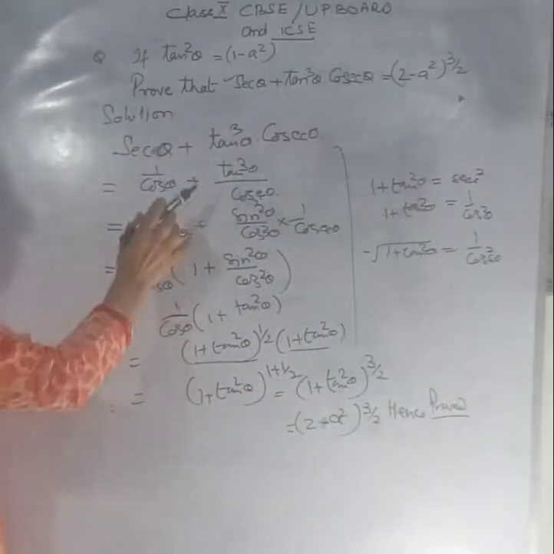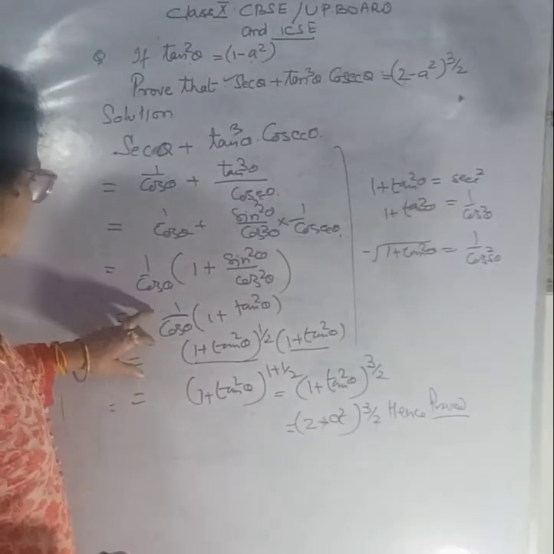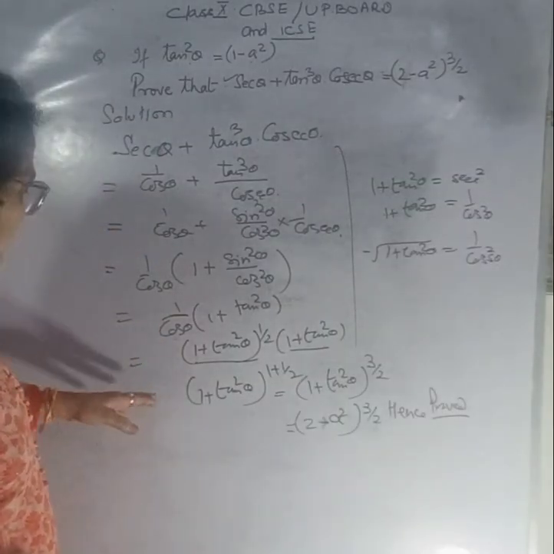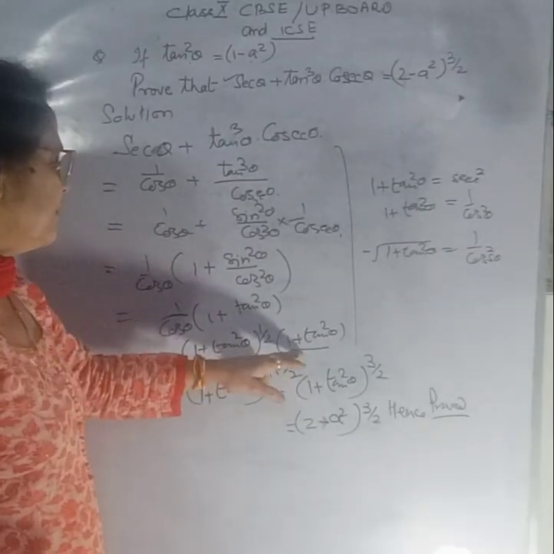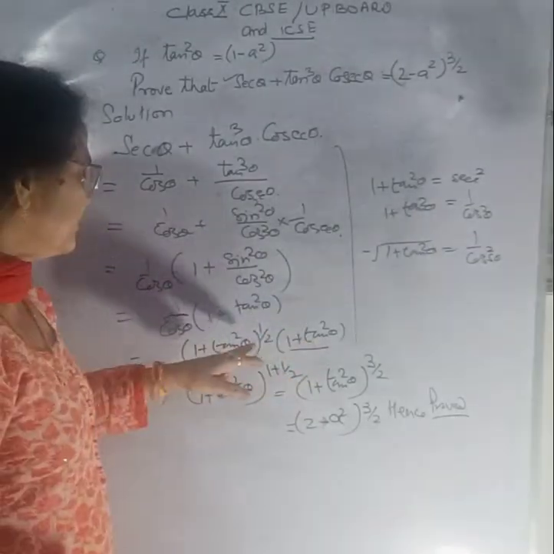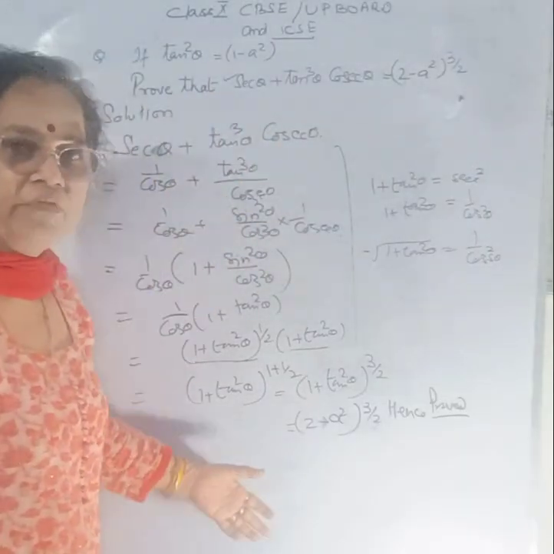The trick was that everything is to be converted into tan theta. Though this can be written directly, no? Everything is converted into tan theta, and after this we can put the value of tan square theta equal to 1 minus a square. It will be solved.